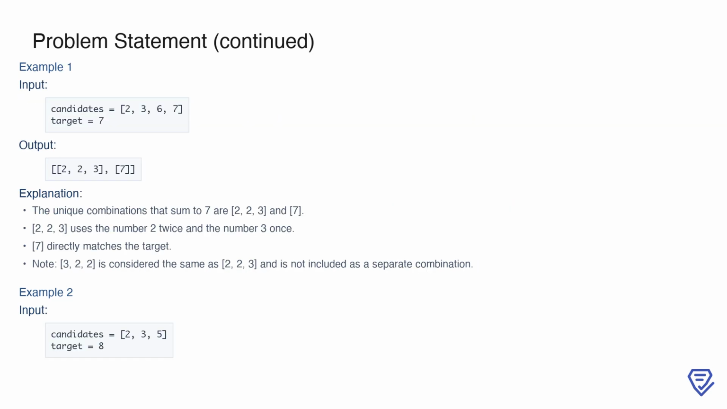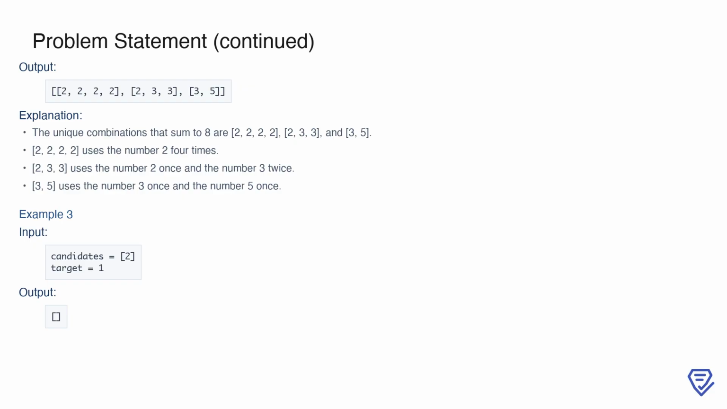Let's look at the first example. Suppose we have candidates equal to 2, 3, 6, 7, and the target is 7. The output in this case is [2, 2, 3] and [7]. Here's why. One valid combination is 2, 2, 3, where the number 2 is used twice and the number 3 is used once, and these add up to 7. Another valid combination is 7, which directly matches the target. Notice that we do not include 3, 2, 2 as a separate combination because it is essentially the same as 2, 2, 3. The order of numbers doesn't matter. This illustrates the requirement for combinations to be unique.